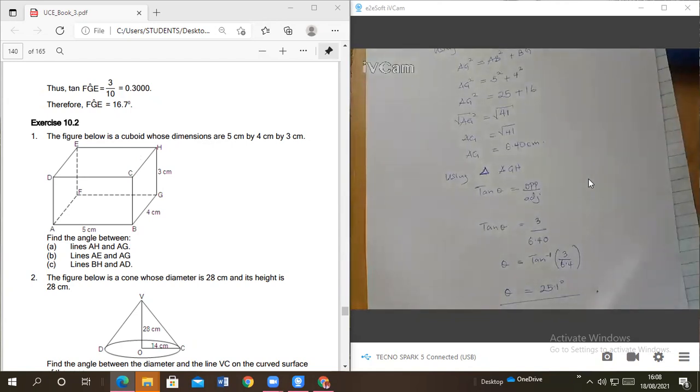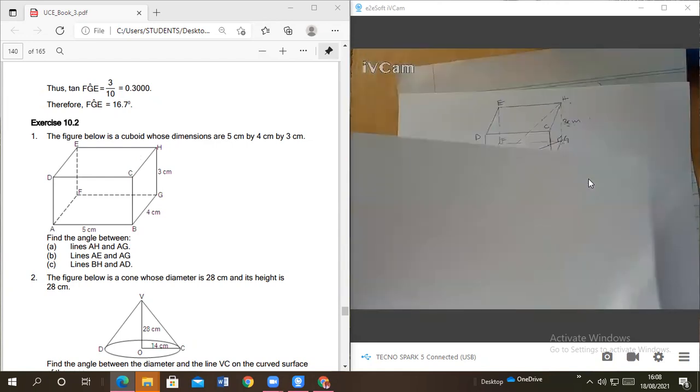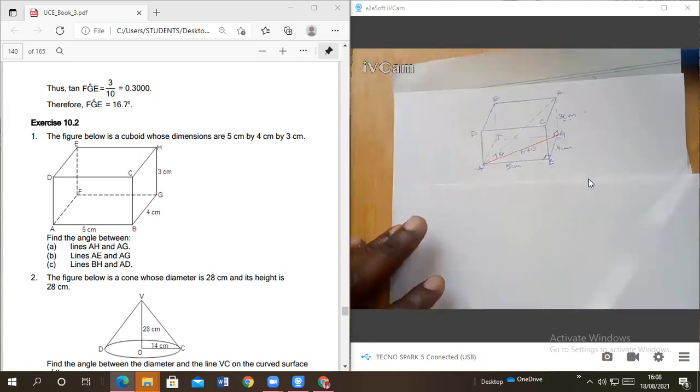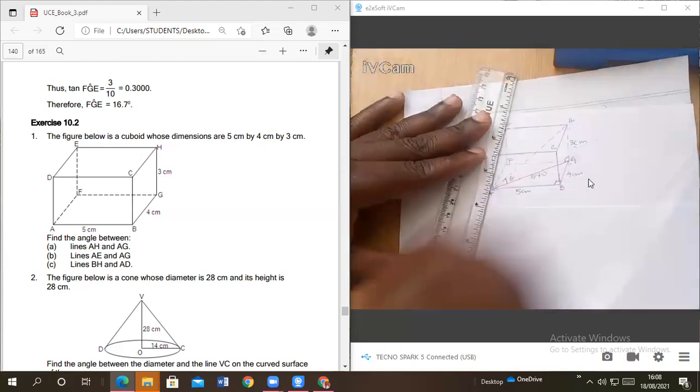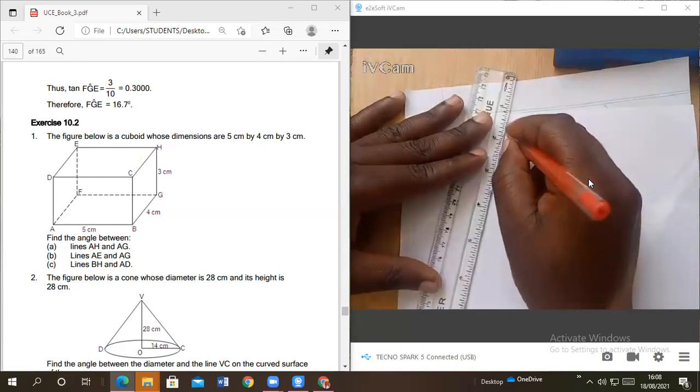Okay, next question. That is done. That is the angle between the two lines AH and AG. So we go to the next question. The next question is telling you to find the angle between lines AE and AG. So this time let me use a blue pen. Let me use red. AG.